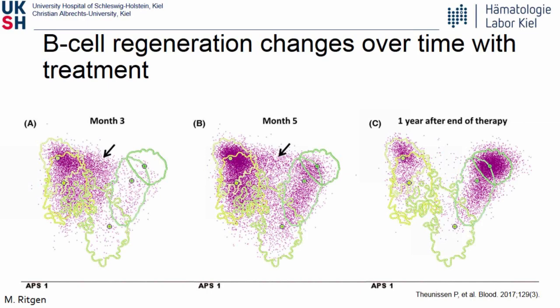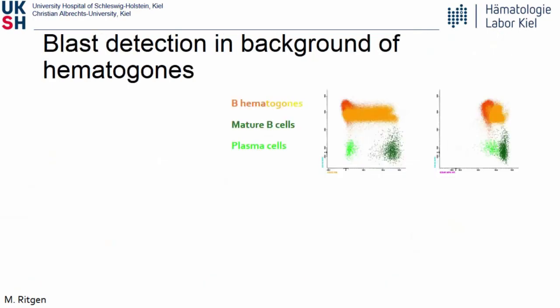And after 1 year of treatment, you have a normal B cell compartment in the bone marrow with almost only mature B cells in dark green circles, and only a few B cell progenitors in the left upper corner here in the light green. And this you have to keep in mind if you analyze MRD samples, because you always have to compare your data to the time point, and you have to know how the normal B cell compartment will look like at the time point you are analyzing.